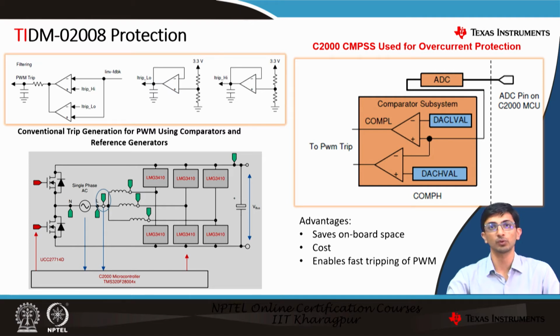The advantages of going to the C2000 CMPSS are basically the onboard space reduction, the cost advantage since you do not use any external circuitry, everything is there on board, and lastly, it enables fast tripping of the PWM since it's hardware connected internally.